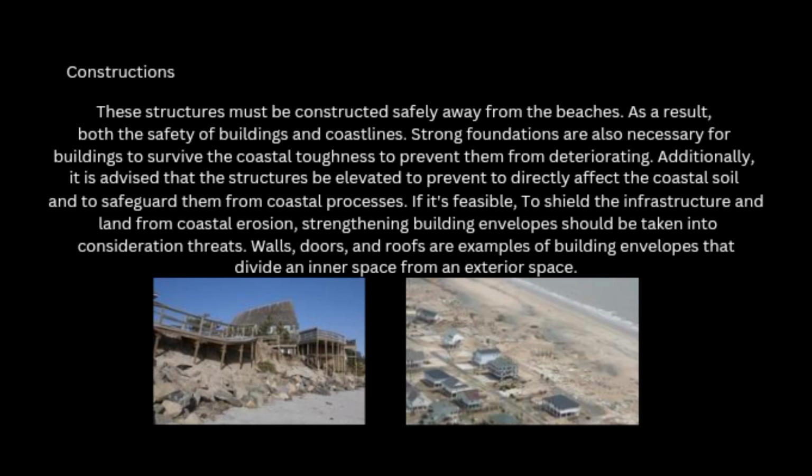Construction. These structures must be constructed safely away from the beaches, as a result ensuring both the safety of buildings and coastlines. Strong foundations are also necessary for buildings to survive the coastal roughness and to prevent them from deteriorating. Additionally, it is advised that the structures be elevated to prevent direct effects on the coastal soil and to safeguard them from coastal processes. If it's feasible, to shield the infrastructure and land from coastal erosion, strengthening building envelopes should be taken into consideration. Turrets, walls, doors, and roofs are examples of building envelopes that divide an inner space from an exterior space.